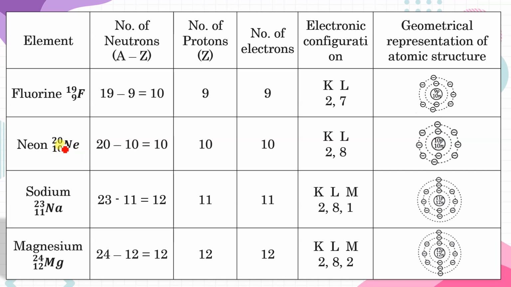This is neon. Atomic number is 10, so protons will be 10 and electrons will also be 10. The electronic configuration is going to be 2 and 8. So the outermost shell has 8 electrons, which means it is completely filled. So it is going to be unreactive because it doesn't need any electron, so it will not react. To show this distribution, 10 neutrons and 10 protons will be in the nucleus, and 10 electrons, 2 in the K shell and 8 in the L shell, will revolve around the nucleus. Similarly, we can do sodium and magnesium.